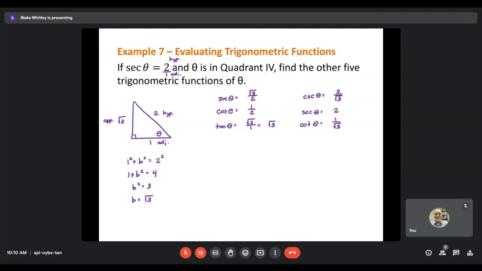Now, let's go back and deal with quadrant 4. So in quadrant 4, we know that cosine and secant are going to be positive. Everything else, though, needs to be negative, right? So only the cosine and secant stay positive. Everything else here gets a negative sign.